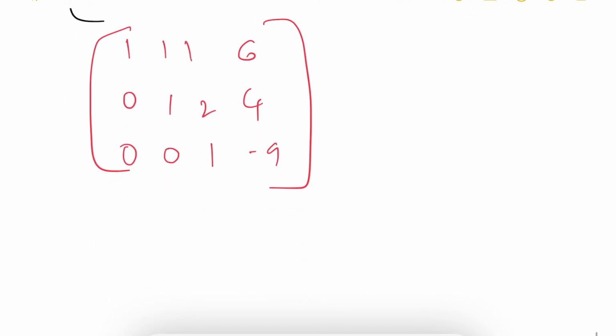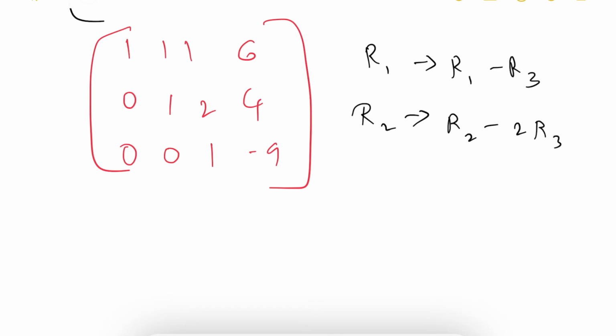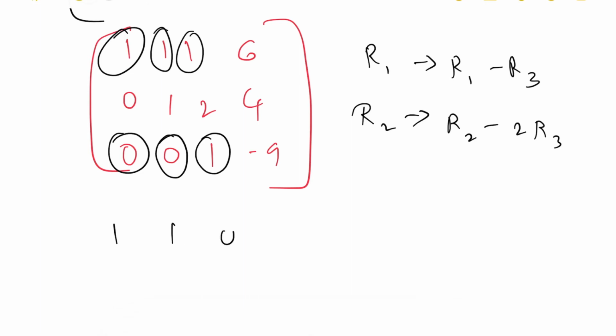Okay, next what I will do is change row 1 to row 1 minus row 3. The same way, row 2 I will change to row 2 minus 2R3, so that some more zeros will come. So now row 1 is R1 minus R3, right? So 1 minus 0 is nothing but 1 only, 1 minus 0 is 1 only. Next 1 minus 1 becomes 0. Next 6, it's already minus, so it becomes plus now: 6 plus 9 is 15.